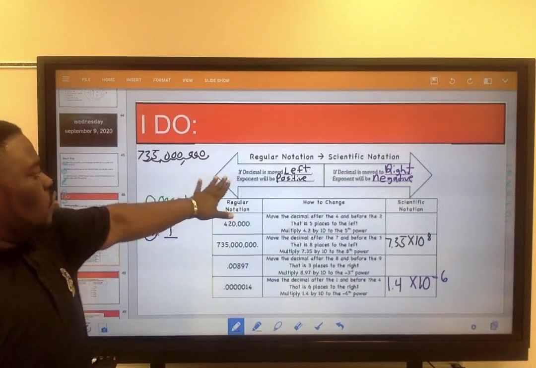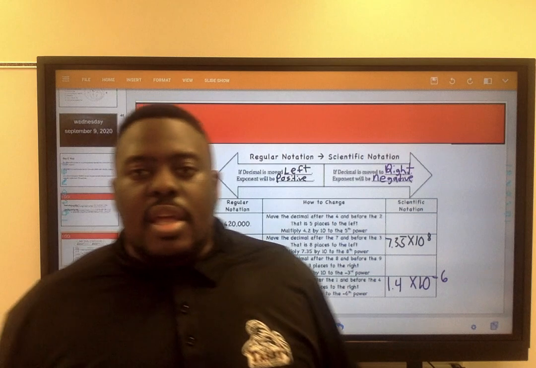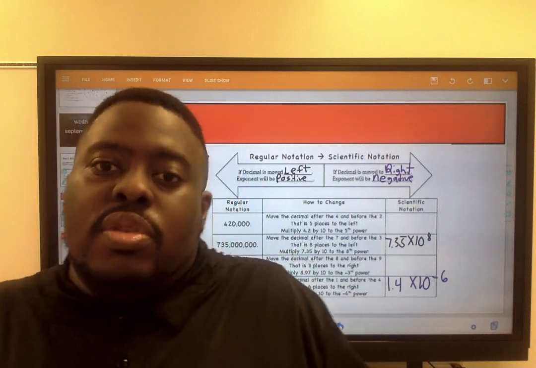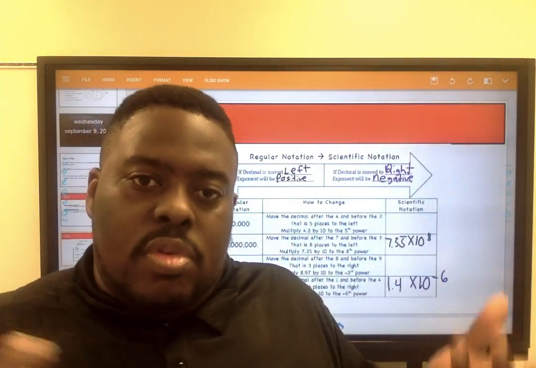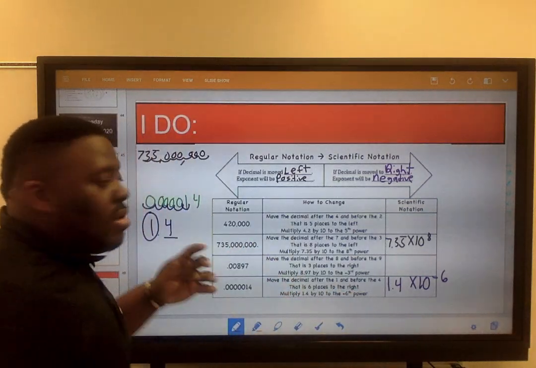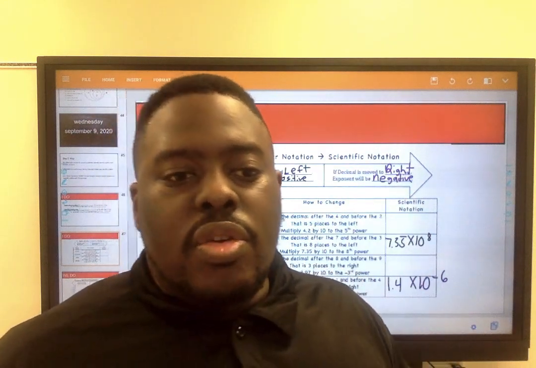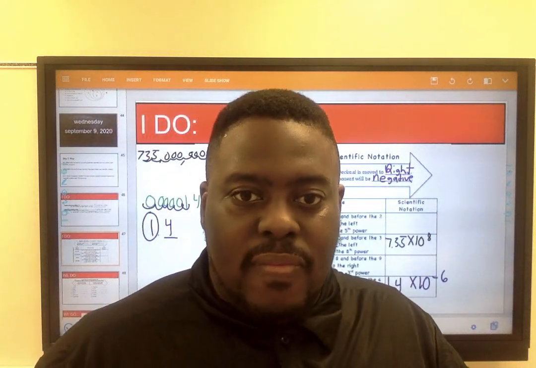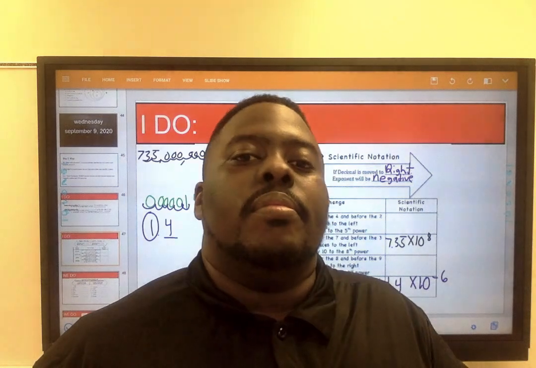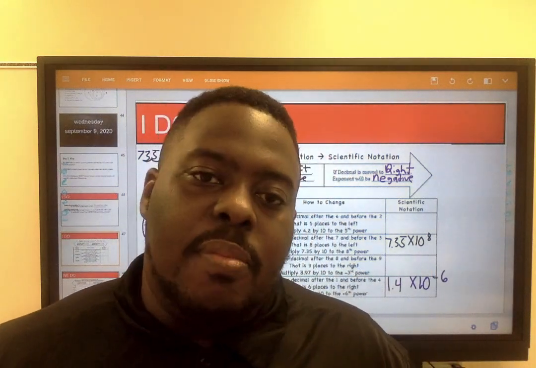Remember, these rules are for regular notation to scientific notation. Tomorrow when we go into the other direction, you just flip them. Scientific to regular notation. All right. I'm going to pause or stop the video, and you go ahead and work on your we do. I'm going to open the Zoom live chat, so if you have any questions, just visit me in there. I'll be able to help you. Thank you.